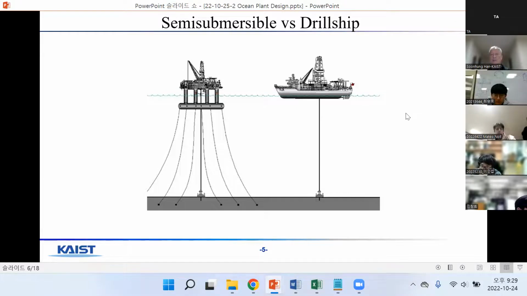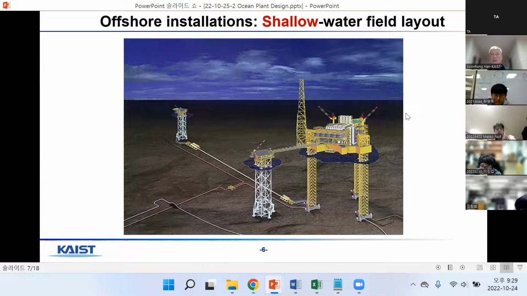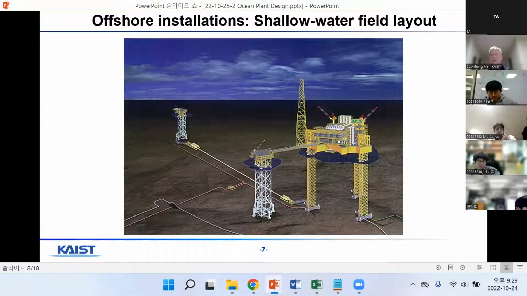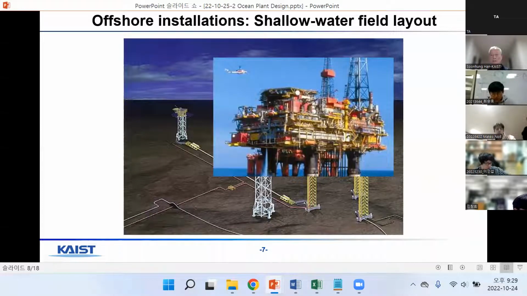In shallow water fields, they usually use a jackup style, with the footing there and pipelines for transport. That is for shallow water, but in deep water you cannot do this jackup, so we need a floating type. Okay, and this is a real picture of the jackup style and the platform where many modules are located. It is complicated, and also there is a drill tower for the drill bit and pipe.